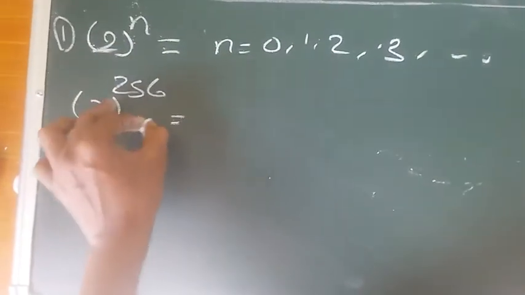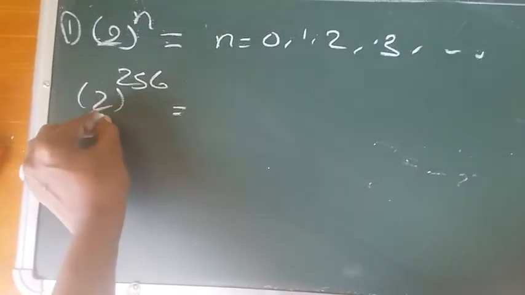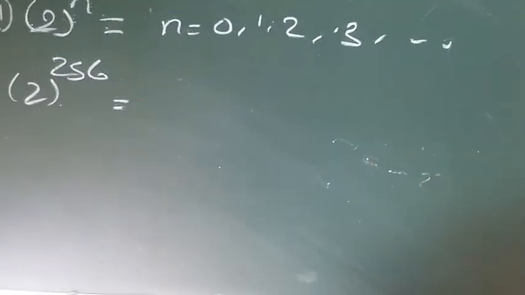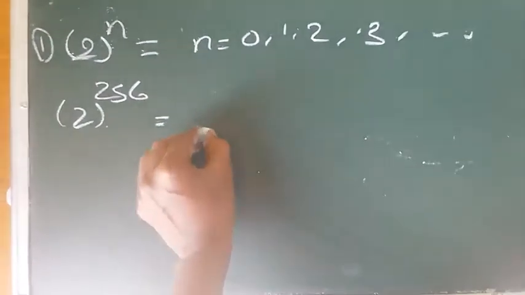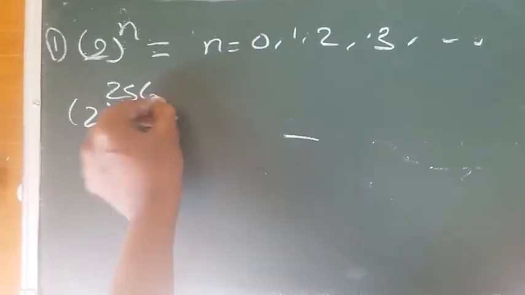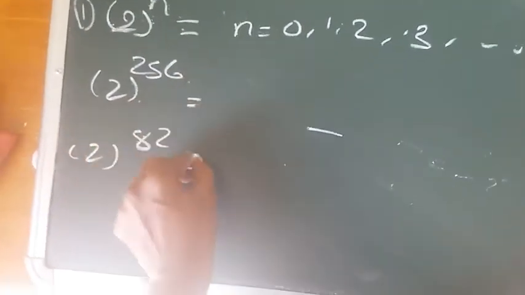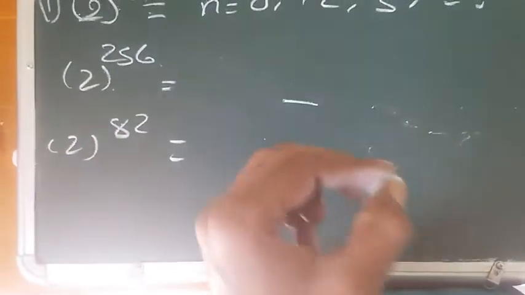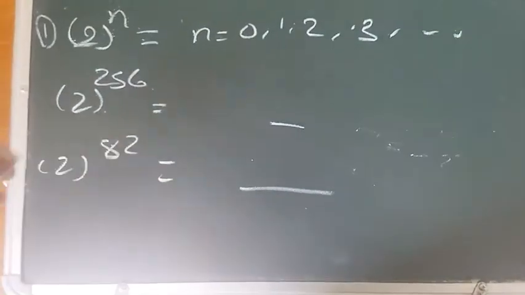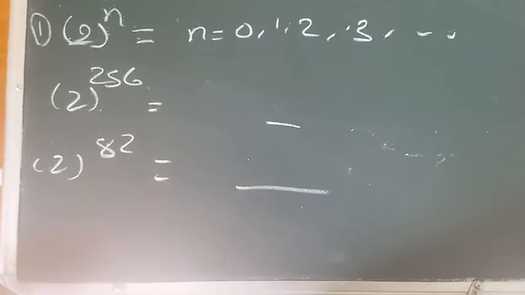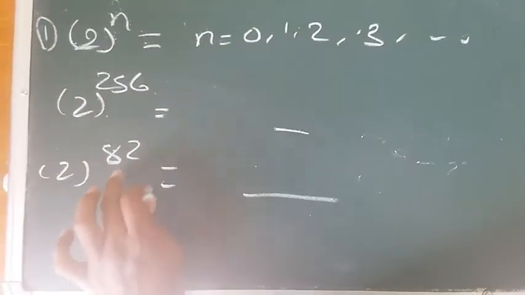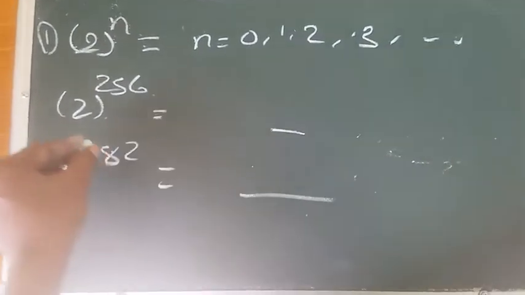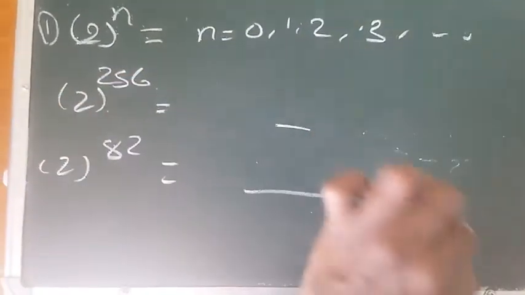Let us take one example. 2 power 256. When you multiply 256 times, what will be the units place? How to calculate units place of 2 power 256 or 2 power 82? Like that, when you have a larger number in the power, how to calculate the units place? Let us see how to calculate the units place of 2 power 256, 82 and so on.